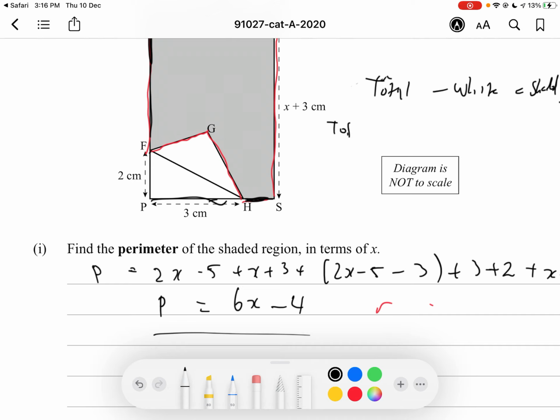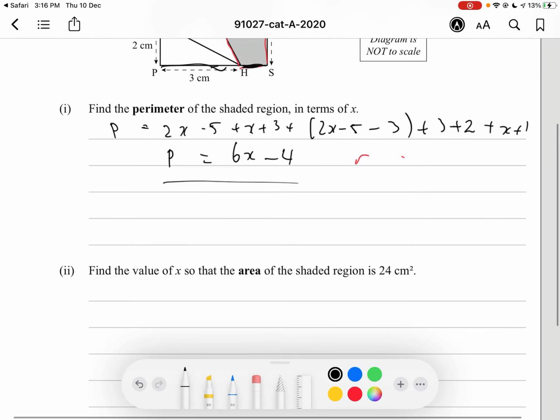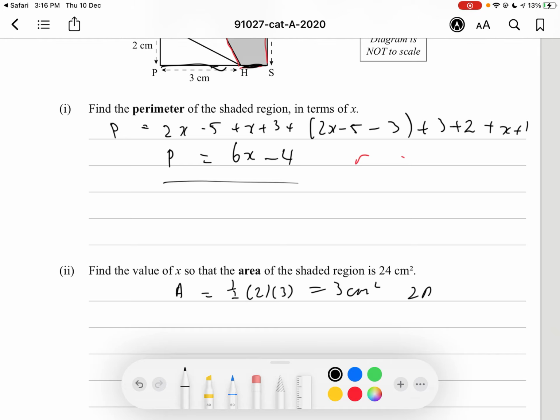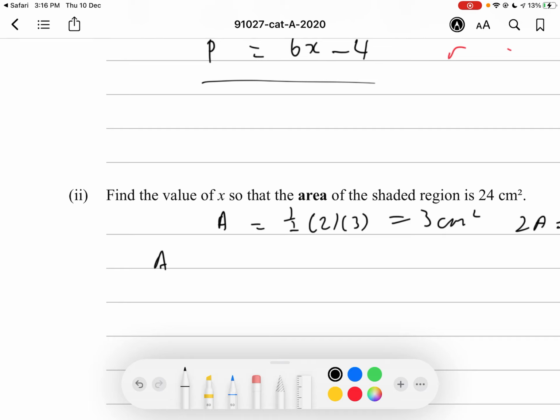Okay, so that means total area minus 2 triangles equals shaded. That's because these 2 triangles are the same, since it's folded upwards, it's the exact same triangle. So therefore the area of the triangle equals 1/2 times 2 times 3, which equals 3 centimeters squared, but 2 triangles equals 6 centimeters squared. So the area is equal to the 2 sides multiplied together.